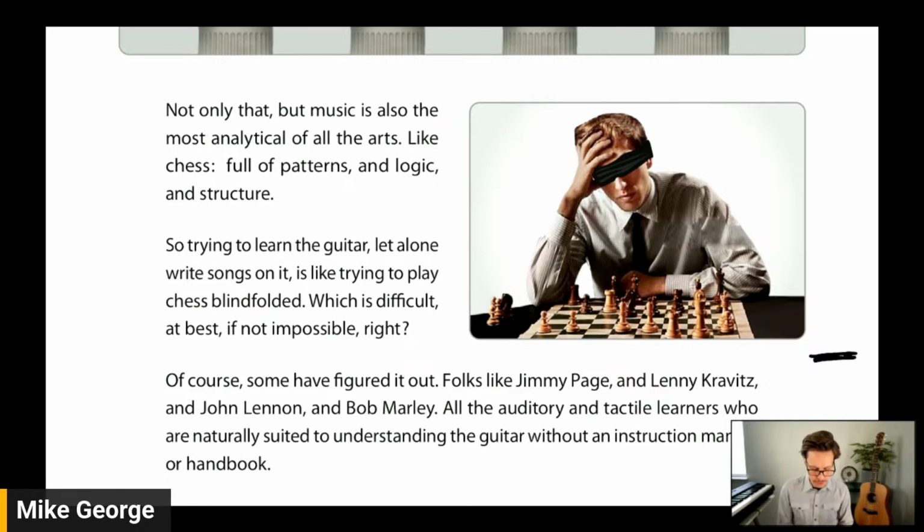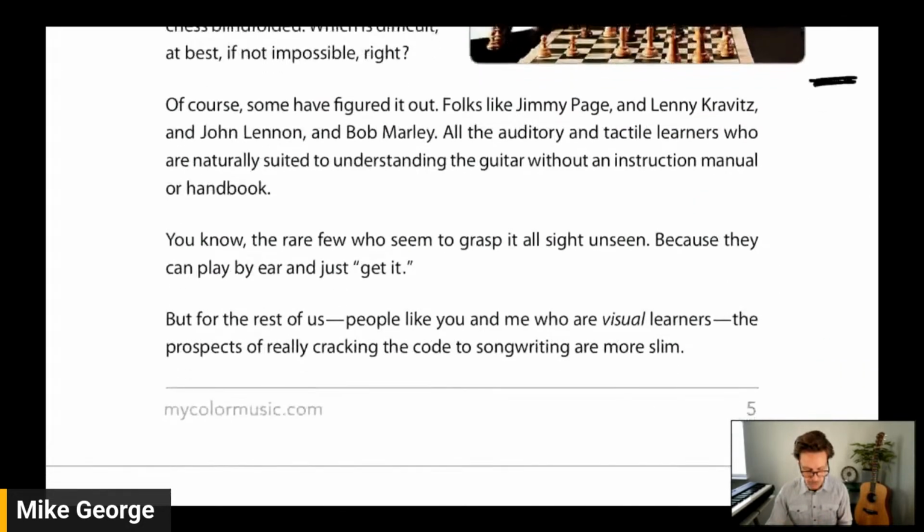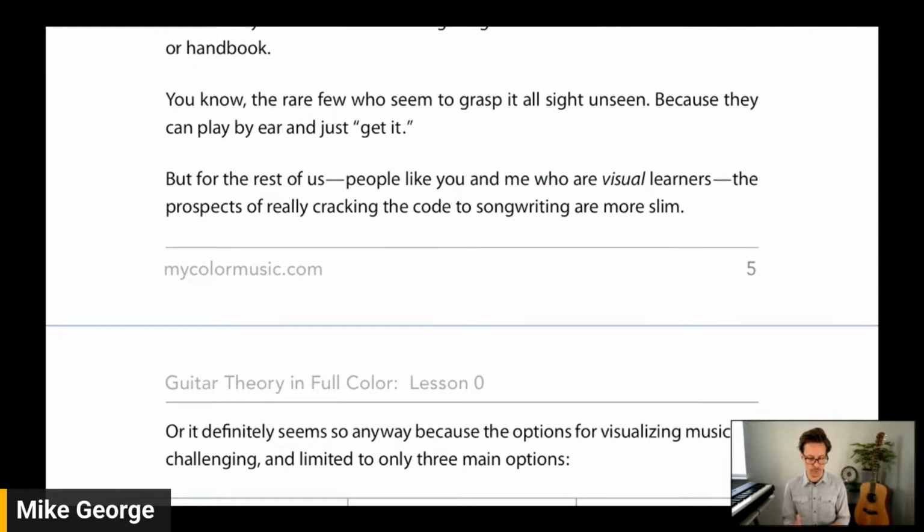So, of course, some have figured it out, folks like Jimmy Page and Lenny Kravitz and John Lennon and Bob Marley, all the auditory and tactile learners who are naturally suited to understanding the guitar without an instruction manual or handbook. You know, the rare few who seem to grasp it all sight unseen, because they can play by ear and just get it, in air quotes. But for the rest of us, people like you and me who are visual learners, the prospects of really cracking the code to songwriting are more slim.